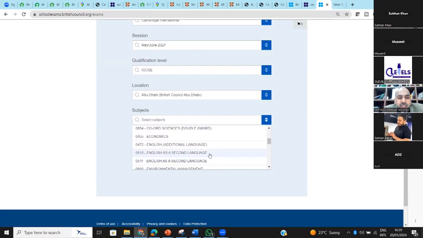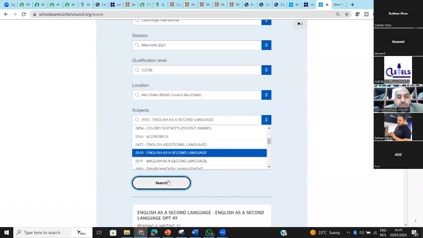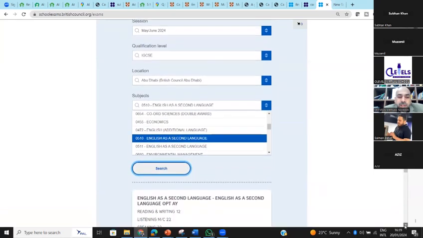English as a second language 0510 and English as a second language 0511. 0511 is the English in which, if you give the speaking test, you get the speaking marks, which are added into your final results. In 0510, there are no marks added. I'm going to select this, okay? And then I say search. When I say search, a bracket opens over there.